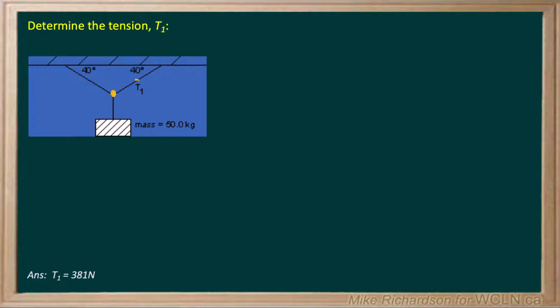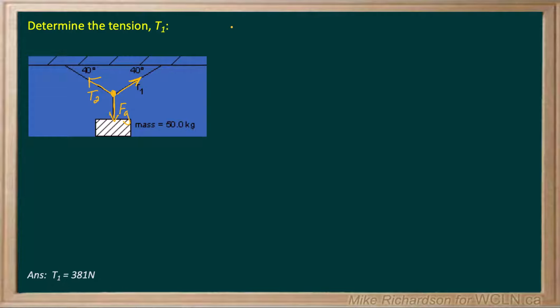Ropes always pull. So I've got T1 pulling it to the upper right, already labeled. And from that point, I'll label it T2. It's pulling it to the upper left. And then we've also got pulling down my force of gravity. So I've got three vectors simultaneously acting at that little point in the middle where they all converge.